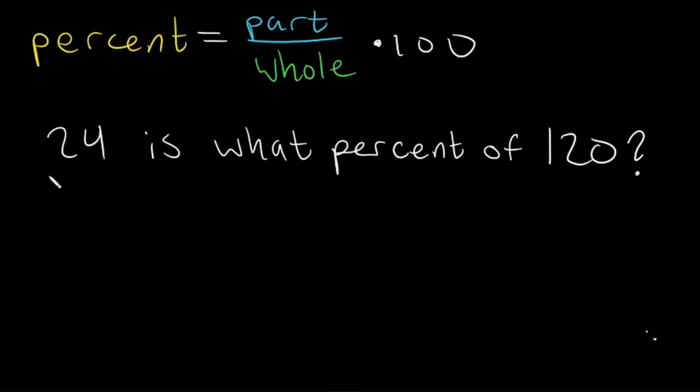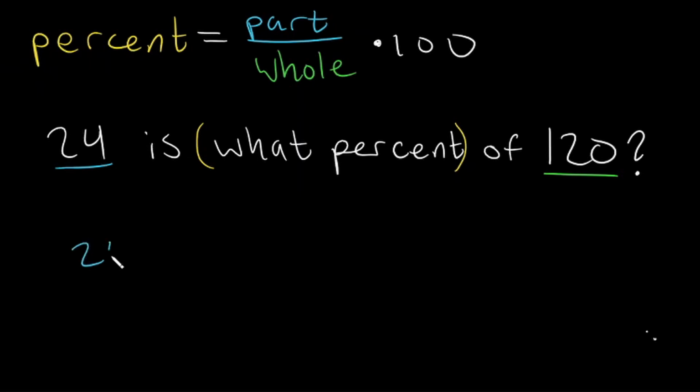Let's look at this problem. 24 is what percent of 120? First let's figure out what we're being asked to find. We find our question word, what. It's saying what percent, so we're going to be solving for a percent. So 24 of 120: 24 is going to be our part, and 120 is our whole.